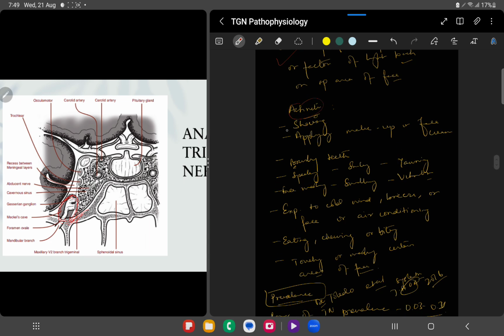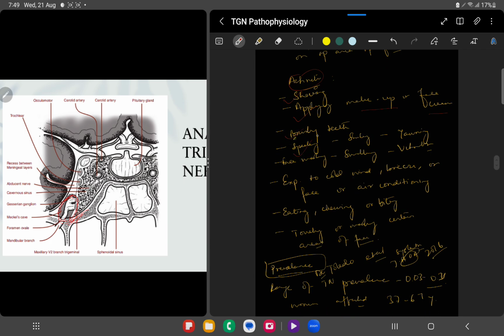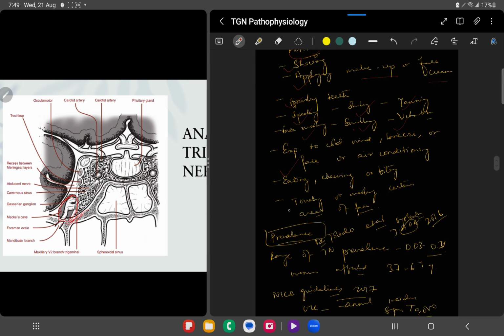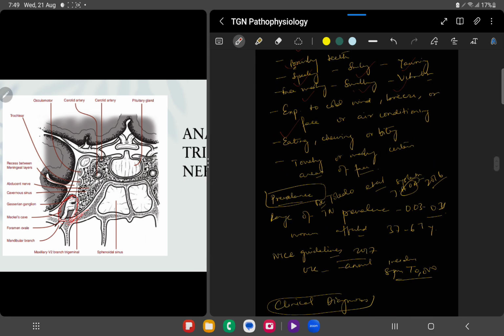Some of these activities include shaving, hand wash, mouth washing, applying makeup, face creams, brushing of teeth, speaking, smiling, eating, face washing, then we have swallowing, yawning, and then exposure to cold breeze, then many other things like touching that part of the face.